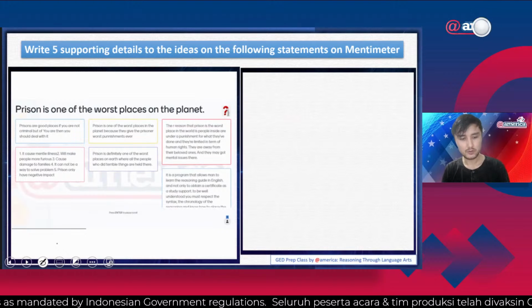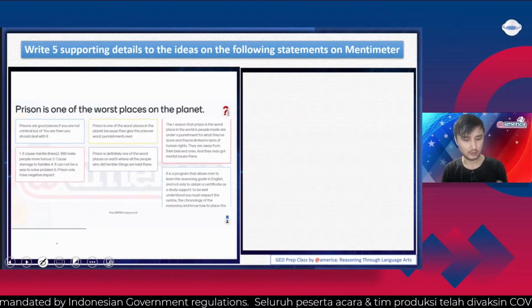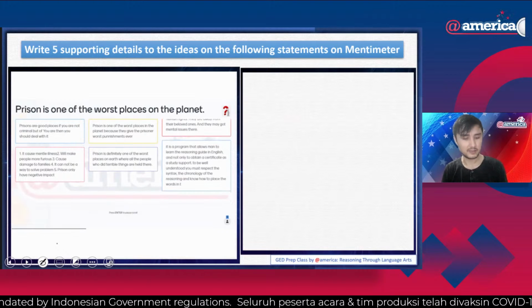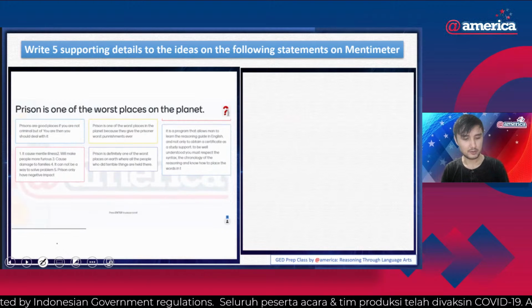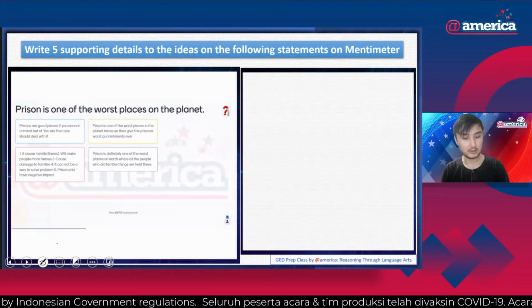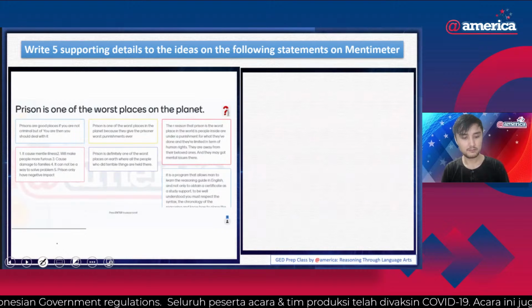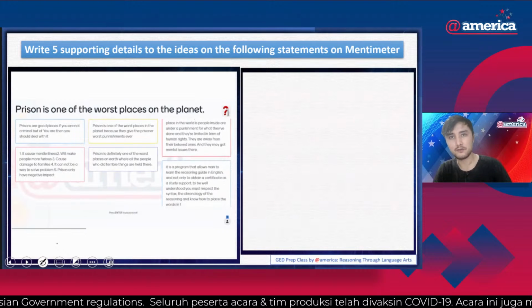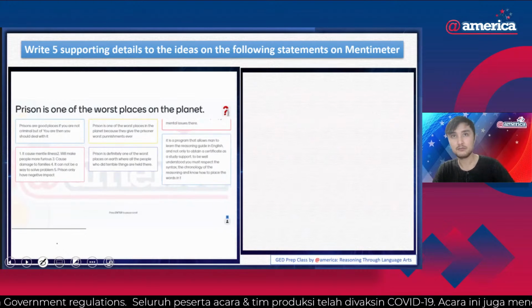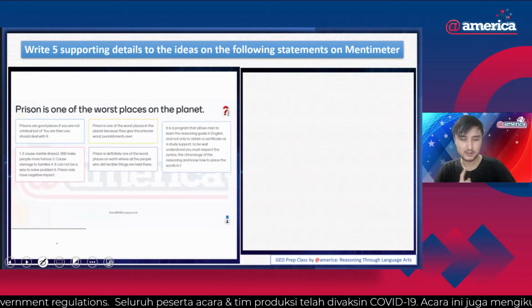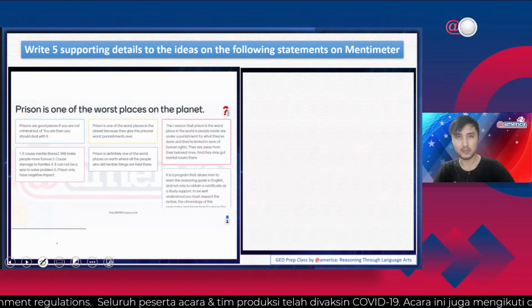Anyway, the next one: it causes mental illness, makes people more furious. Fantastic. Causes more damage to their families. Okay, they cannot be a way to solve problems. Prison only has negative impact. Fantastic. So that is how you write supporting details.